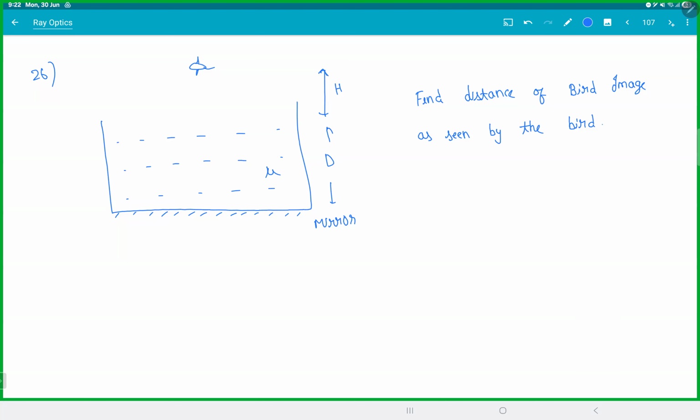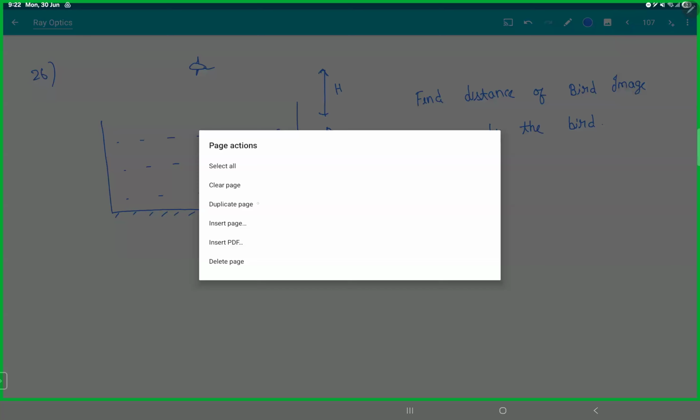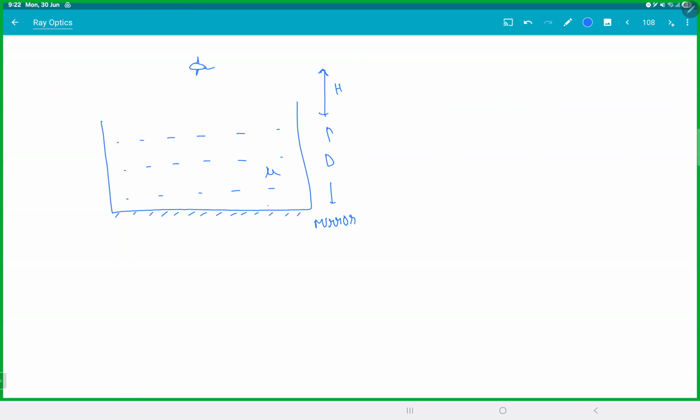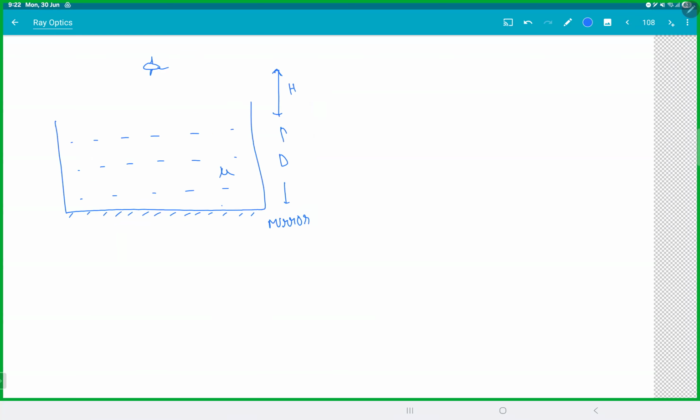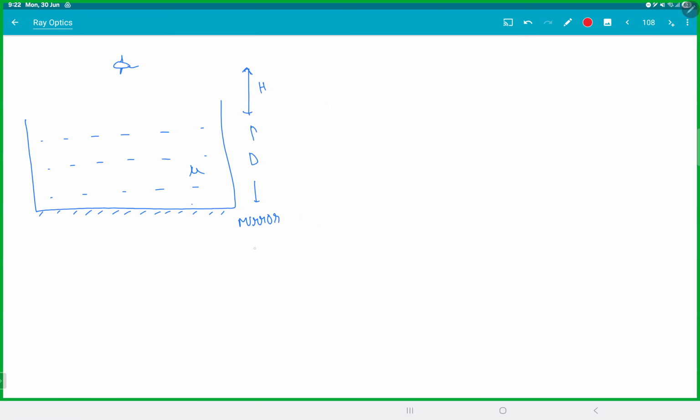h mu by d 2d. Okay, let's see. I don't remember the answer actually. First, we'll go the usual way. Now, there are two parts of the problem here. First of all, you have to find the image, isn't it? Where does the image form? Will it form at h plus d? So in the first part of the problem, the mirror is the observer.